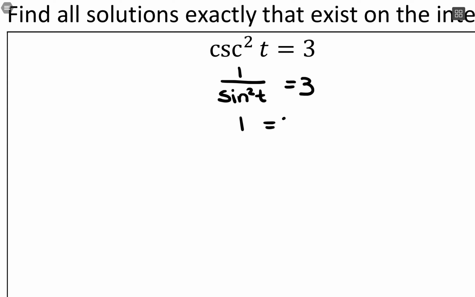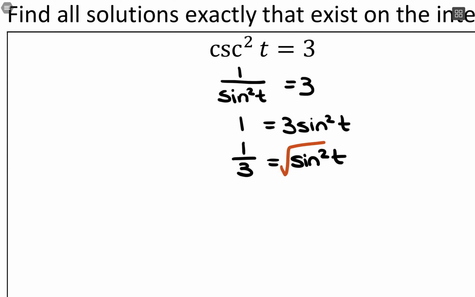Multiply both sides by sine squared. I'm just trying to get the sine squared all alone on one side of the equation. And take the square root of both sides. And since we're solving equations, we'll have sine t, and by taking the square root of both sides, we'll have plus or minus 1 over root 3, or the square root of 1 over 3. You can leave it in that form too.